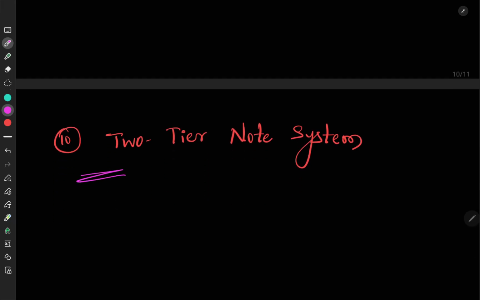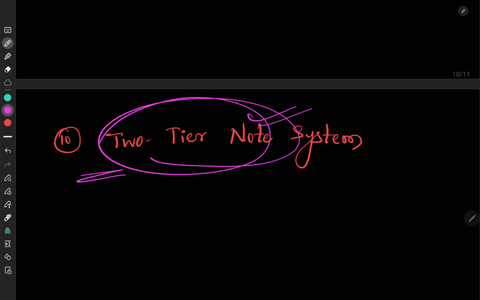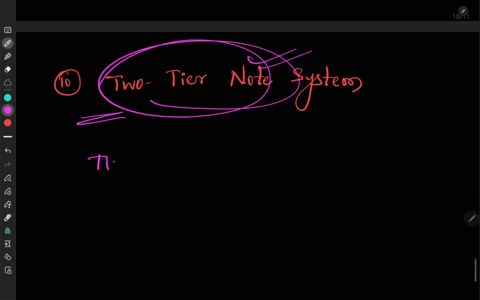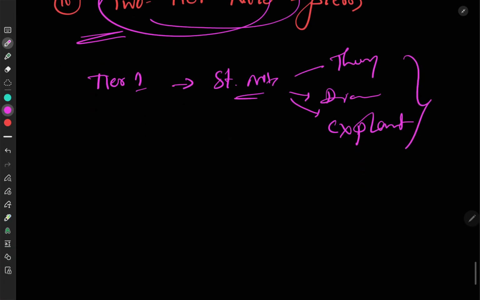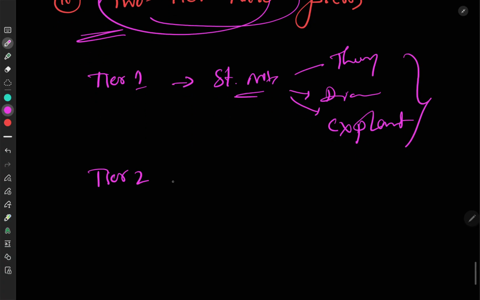And finally, this is the most important point. You should have a 2-tier system. What do you mean by that? Tier 1, you should have very standard notes. A proper one, it includes theory, it includes diagrams, it includes the full explanation. That means your standard notes. And come to tier 2, this is your short notes.